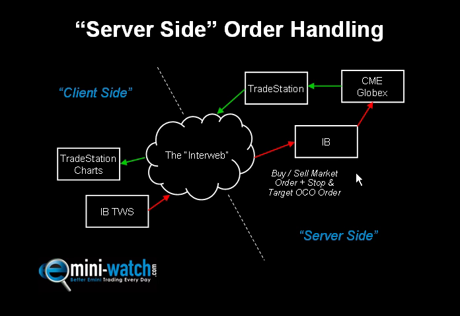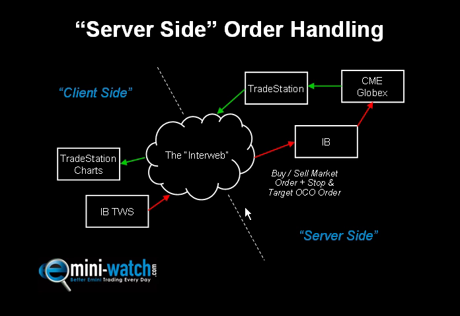What happens is, if my 4-point stop is hit, my position is closed out, and the 4-point target is cancelled. So one order cancels the other. On the other side, if my target is hit and I make my 4 points, my stop is automatically cancelled.